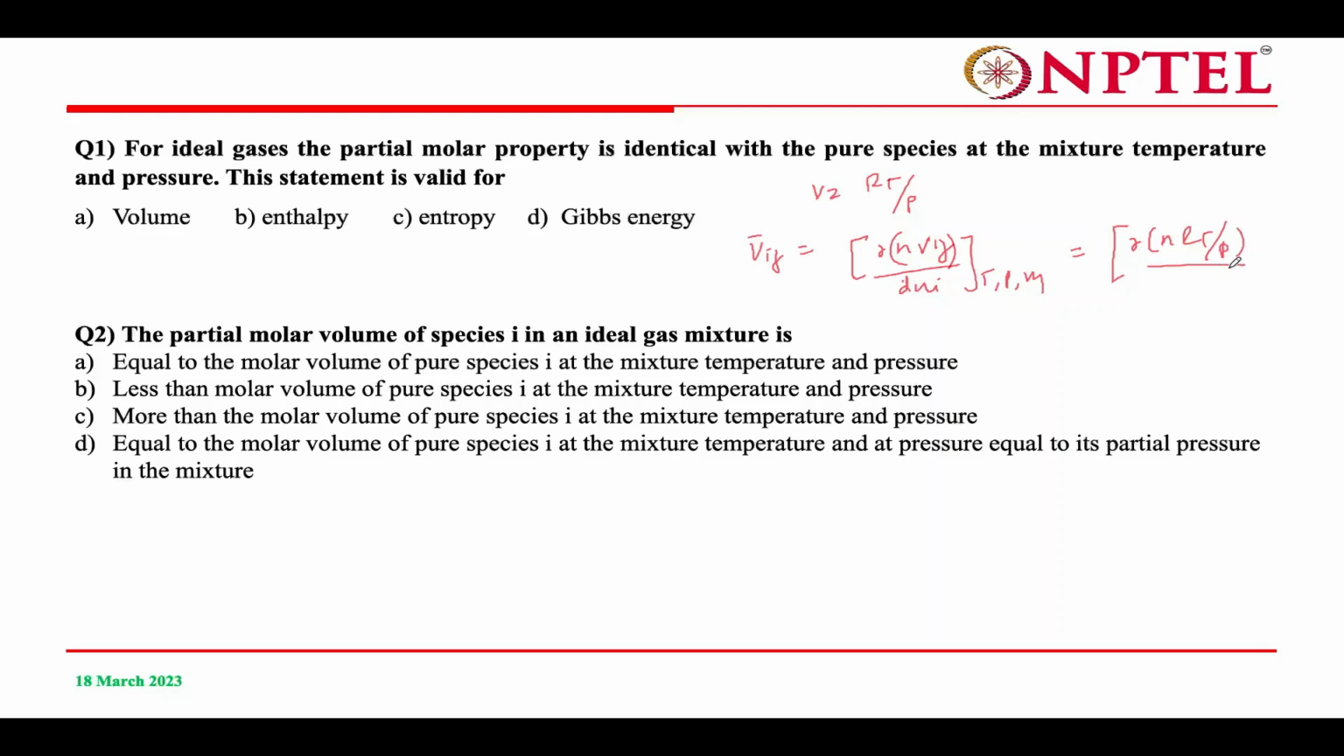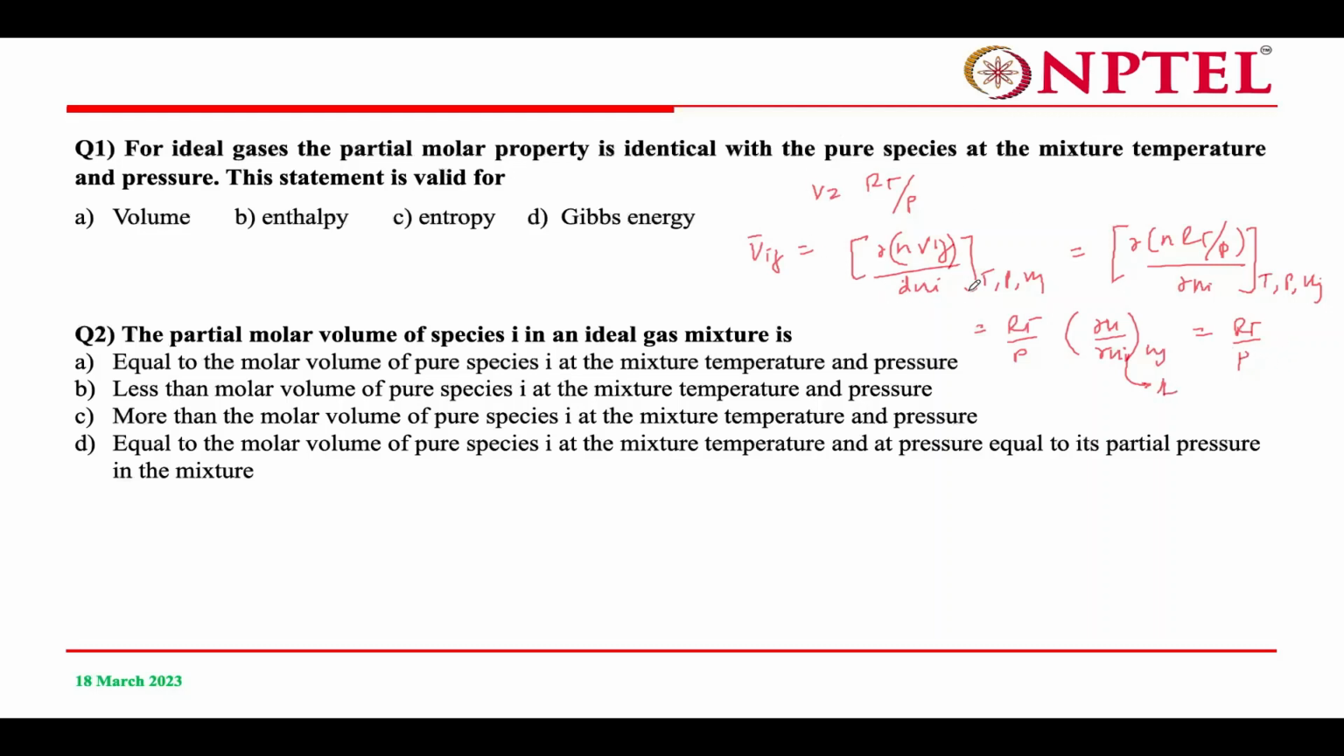By P, dn, right? So this term here is n. Suppose one species, so this term comes to 1, right? RT by P.